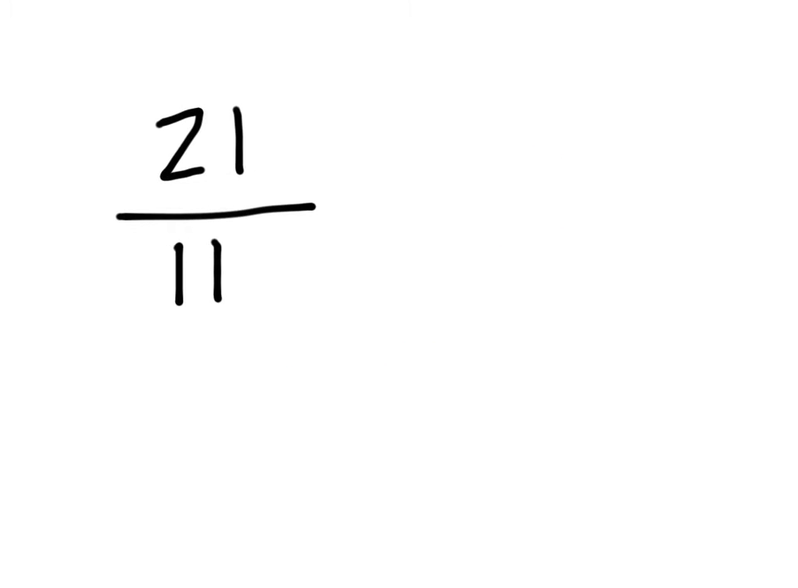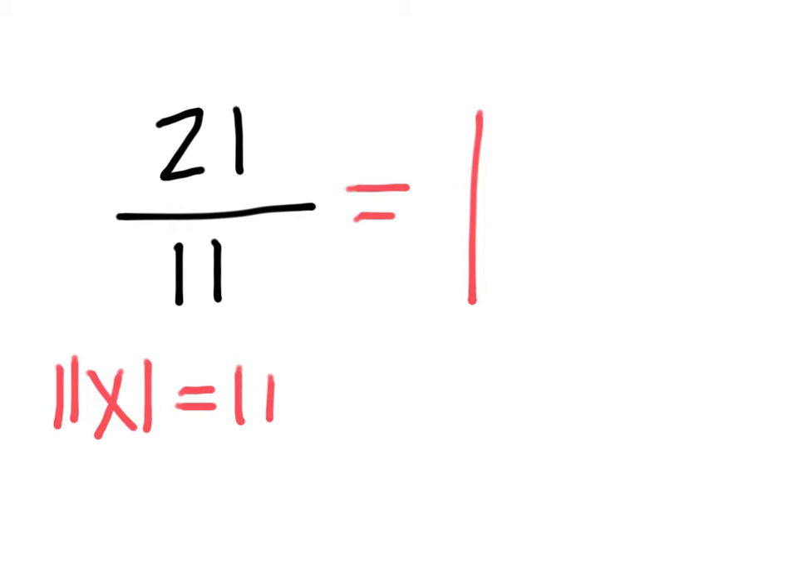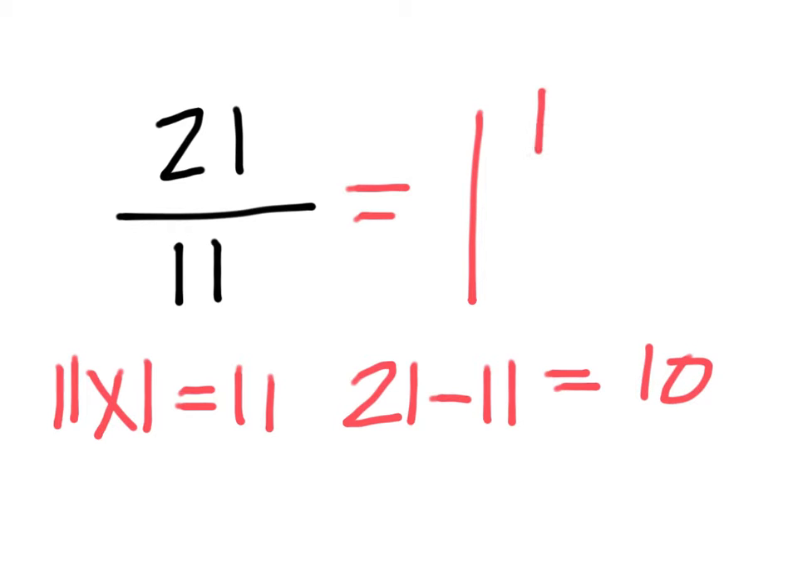How many times will 11 go into 21 without going over? Once. 11 times 1 is 11. What's 21 minus 11? 10. 1 and 10 elevenths.